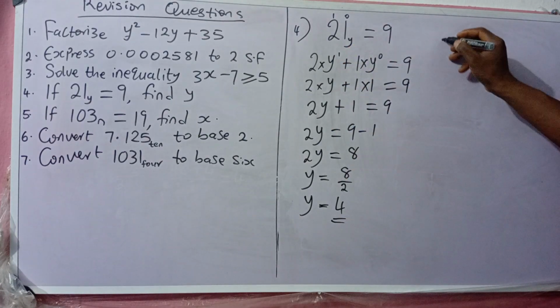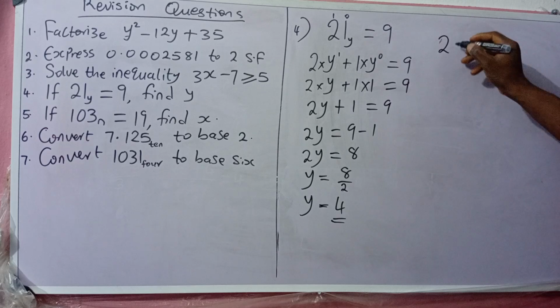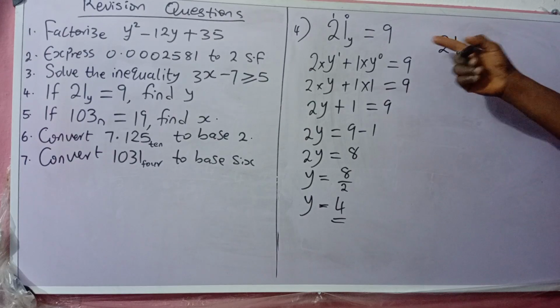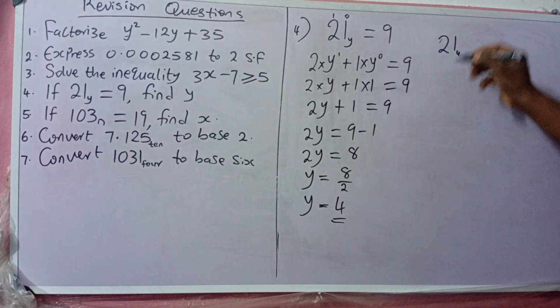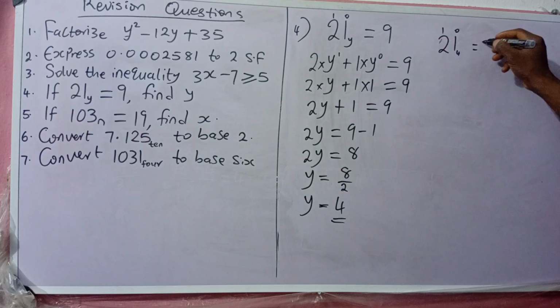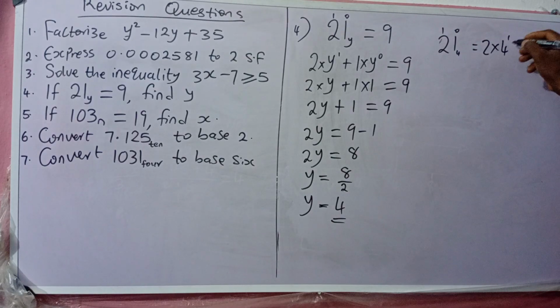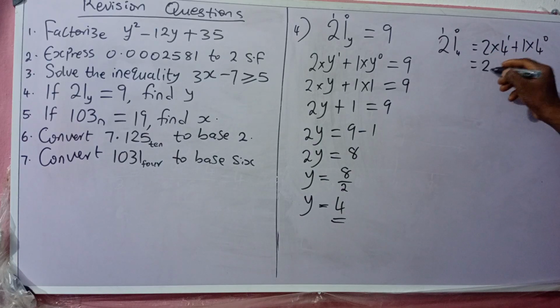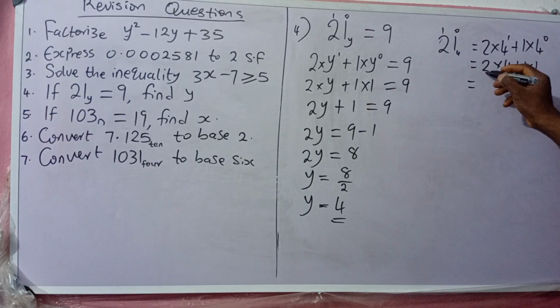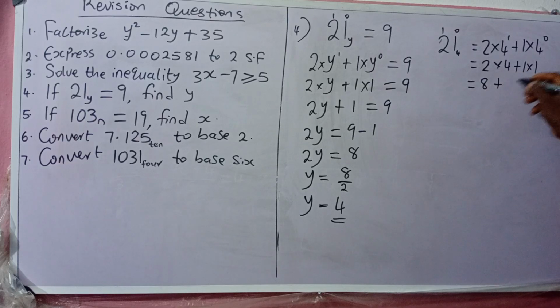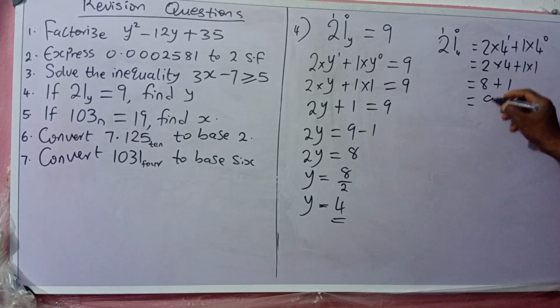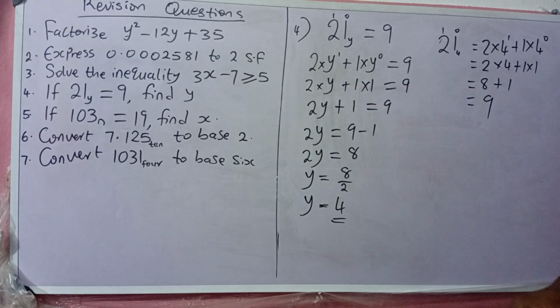If you want to check your working, you can take 21 in base 4 and convert it to base 10 to see whether you'll get 9. That will be 0, 1. That will now be 2 multiplied by 4 raised to power 1 plus 1 multiplied by 4 raised to power 0. 2 multiplied by 4 raised to power 1 is 4, plus 1 multiplied by 4 raised to power 0 is 1. So 2 times 4 gives us 8, plus 1 multiplied by 1 gives us 1. So 8 plus 1 gives us 9. That will show you that the answer is correct.